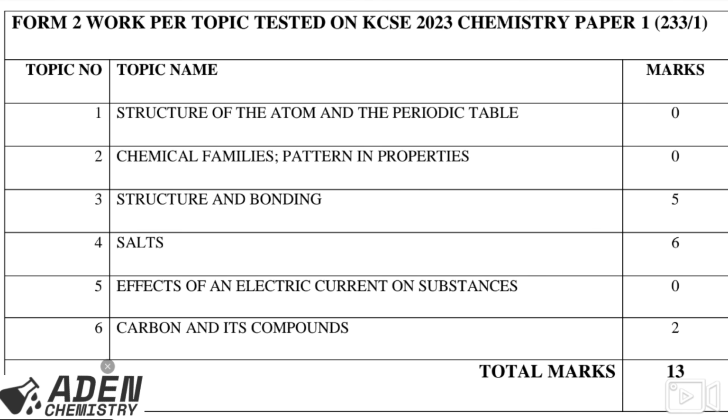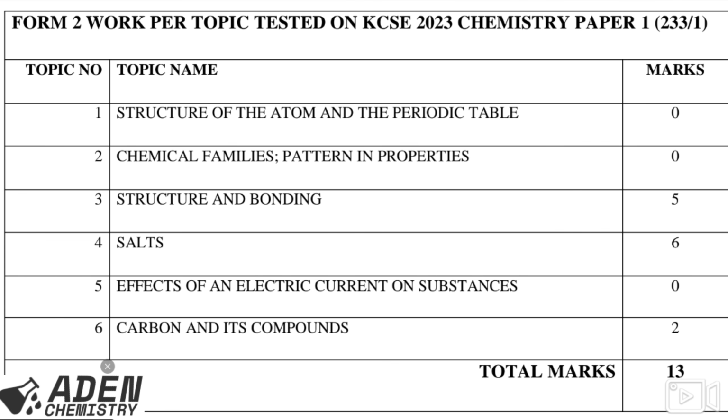So what I'm saying is that the students are expected to know the periodic table topics, and sometimes it will not be just one question for those 3 chapters. They may have 2 or 3. So in total, they are going to have a good number of marks. When we check, topic number 1 was having 0 marks, topic number 2 was having 0 marks. Now topic 3, that's Structure and Bonding, had 5 marks. So in total, the periodic table topics in chemistry paper 1 had 5 marks. So that means in 2024, there may be more than 5 marks from these 3 chapters.